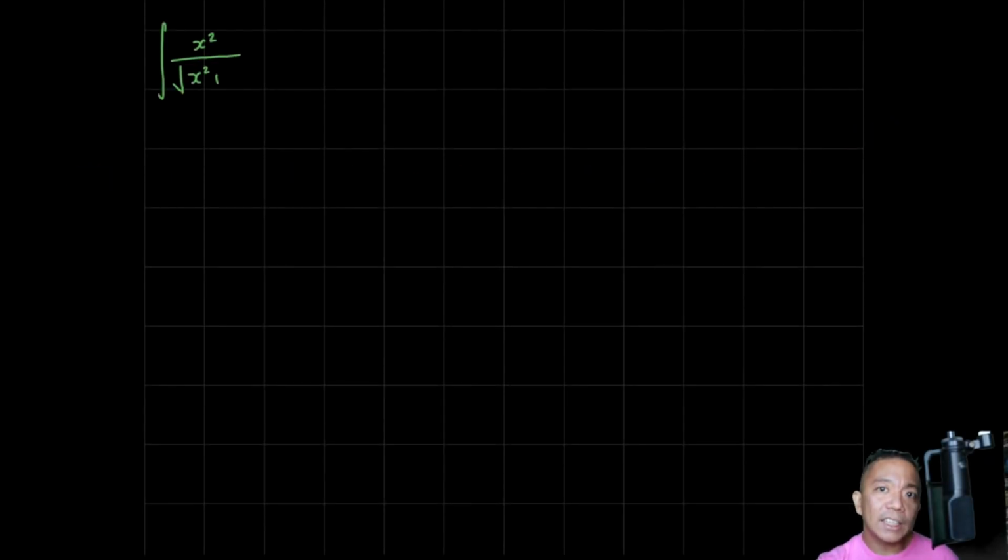For our second case, we are taking a look at the integral of x squared all over the square root of x squared plus 9. So andun tayo sa x squared plus a na case. So what is a? Clearly, a is equal to 3. Kasi yung tinitigan natin yung x squared plus 9. So x squared plus 3 squared.